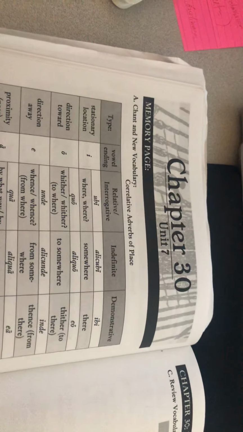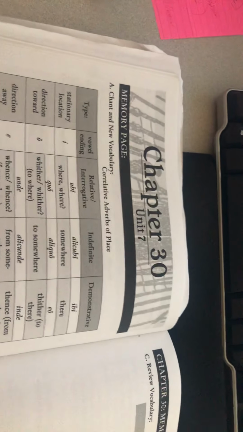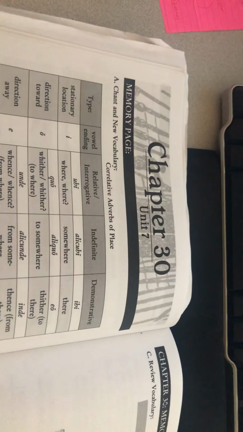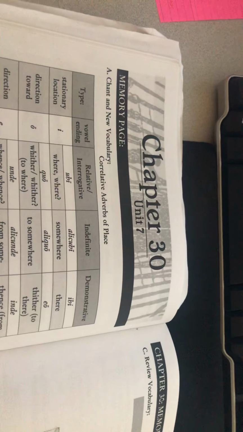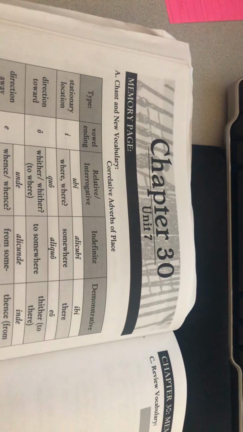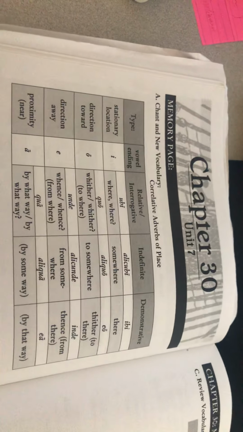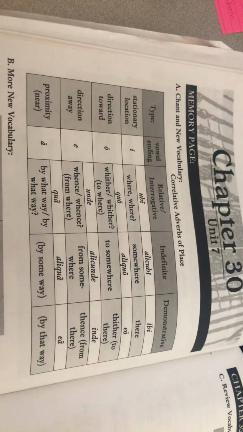Hey everybody, here is chapter 30. We are continuing the last part of this book. This is the very last chapter. We are still talking about correlative adverbs of place. And here is a new chant box.